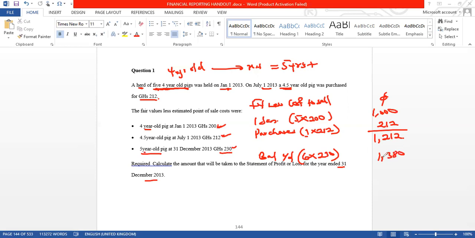Now, what is going to happen here is that this is our carrying amount to the SOFP. We now see a difference here, which is a gain. And that gain is how much? 168, which will go here to our P&L. All right. So that is what you are supposed to take note of. Because of the years, you are supposed to be very, very careful.